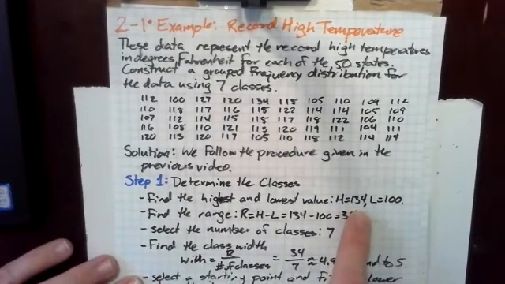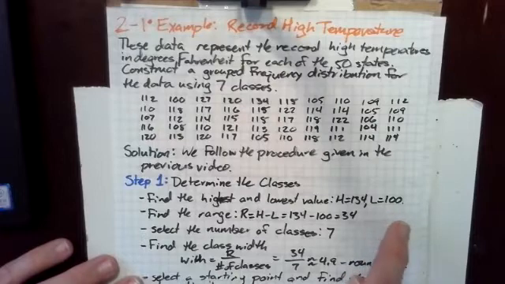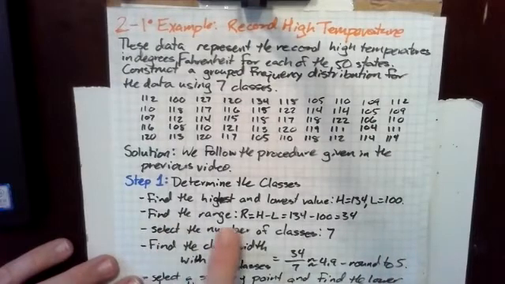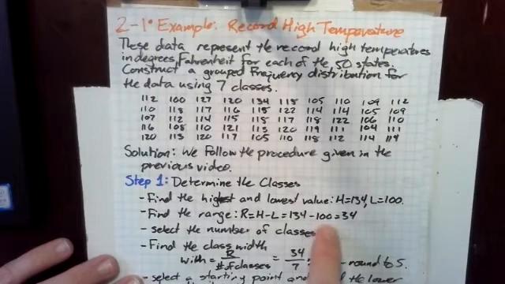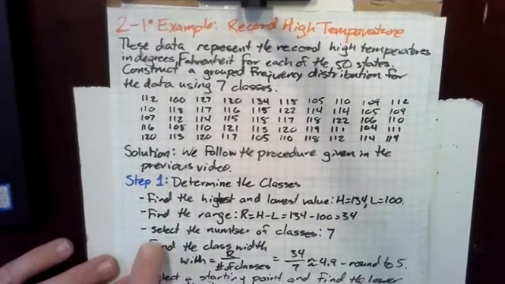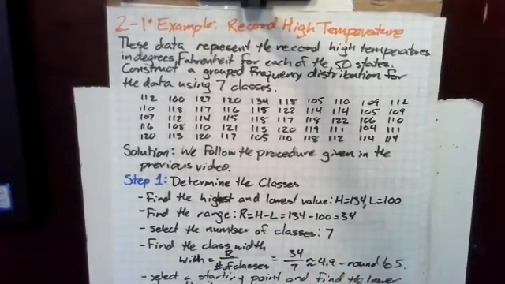The highest is 134, as I pointed out, and the lowest is 100. We find the range. The range is equal to the highest value minus the lowest value. So that's 134 minus 100, which is 34. We select the number of classes. Arbitrarily, we were told to use 7.